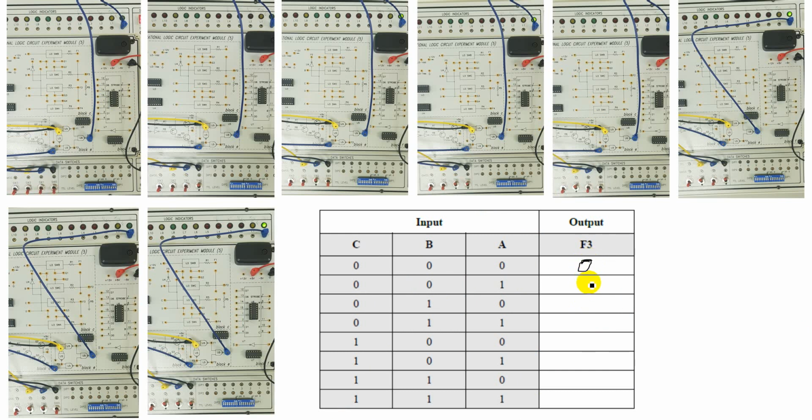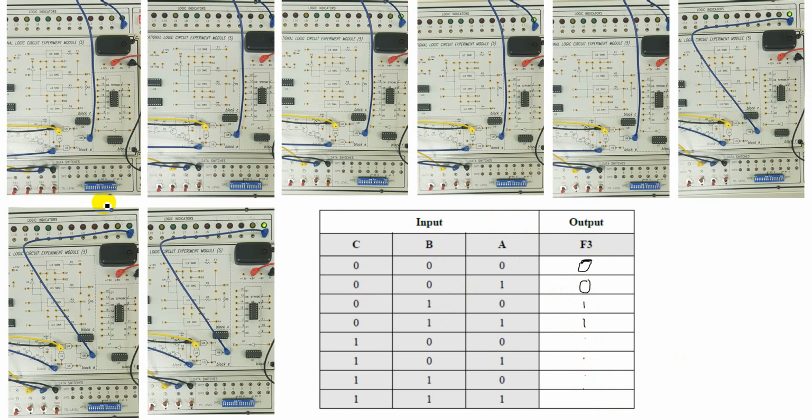Next one is 0 0 1. Again, when A is on, the output is still 0. When B is 1, we will get 1, then we get 1, and so on. Just fill it in accordingly, from the diagrams here.